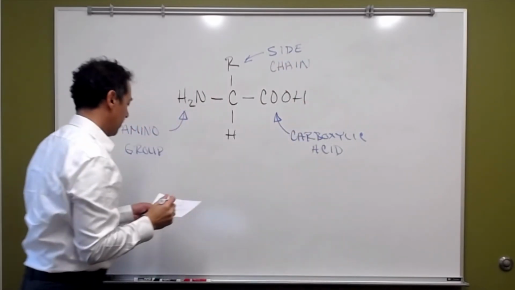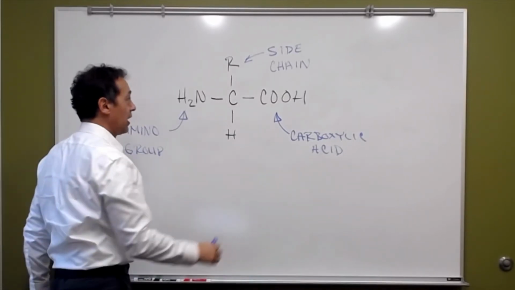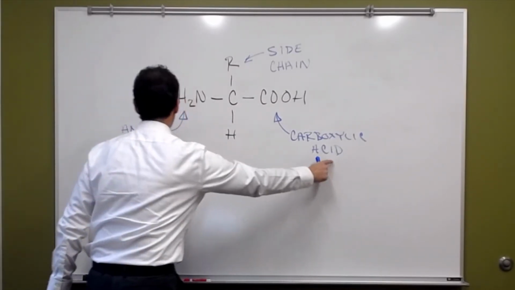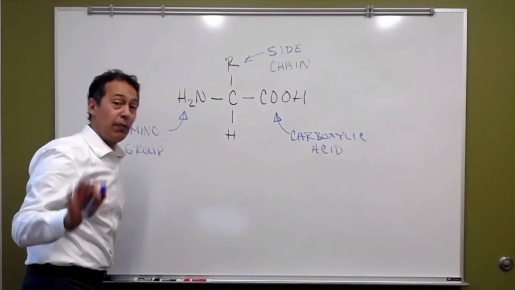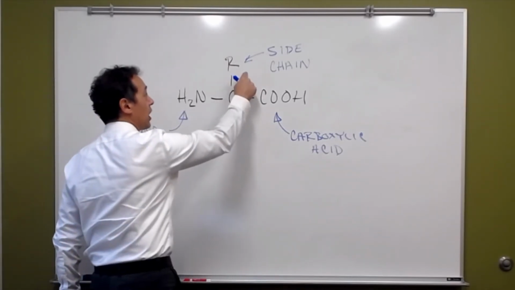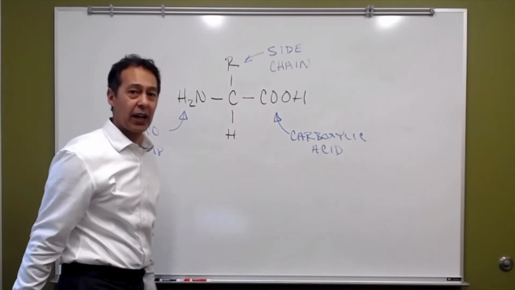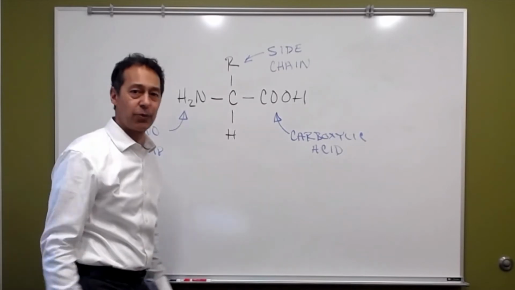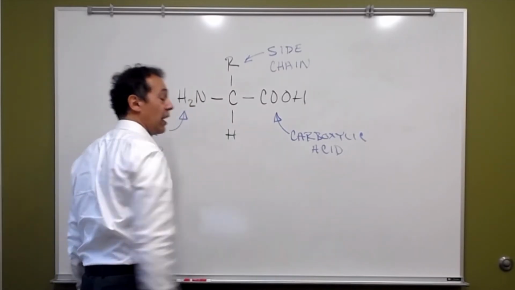A side chain. Now, all amino acids are the same in that they have a carboxylic acid, they have this amino group, and then they have this side chain. What makes them different is this side chain. So there's different types of side chains. Sometimes there'll be just carbon atoms, sometimes there'll be some sulfur atoms or nitrogen atoms mixed in there. But all amino acids will have this structure.